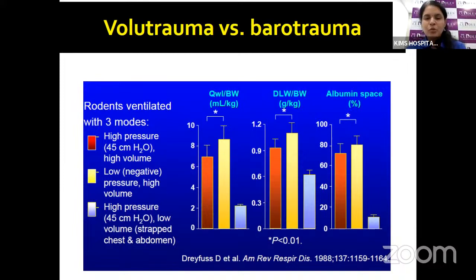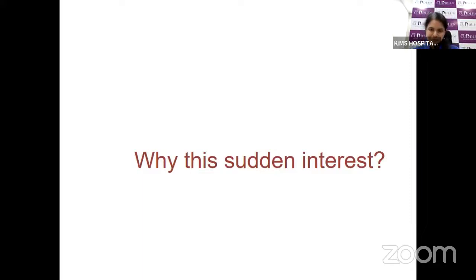So what this indicated was that barotrauma as well as volutrauma seem to be equally injurious, or probably when the patient is exposed only to high pressure but not to high tidal volume, they seem to be protected from lung injury, indicating that volutrauma probably is more hazardous than barotrauma.